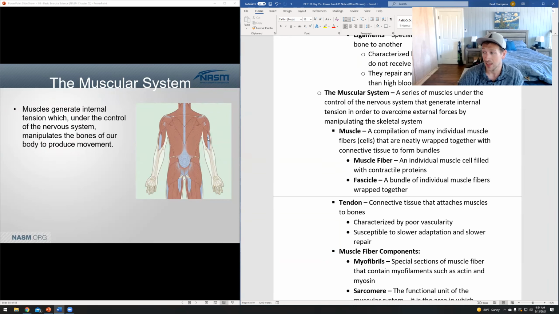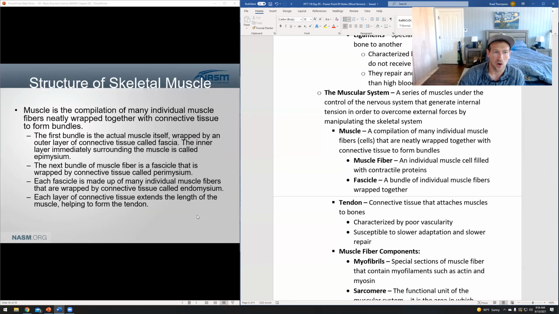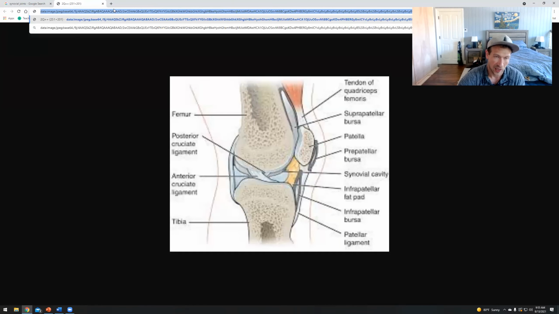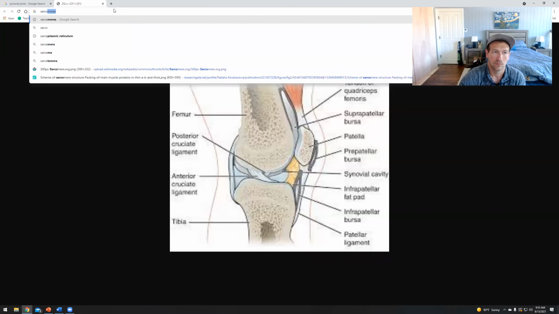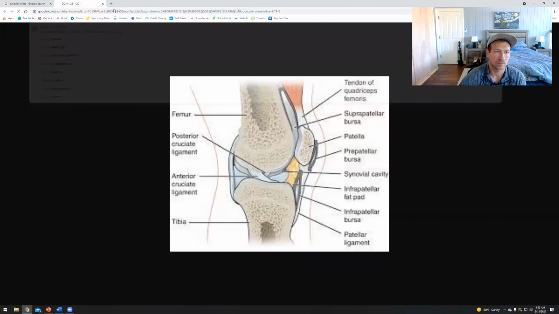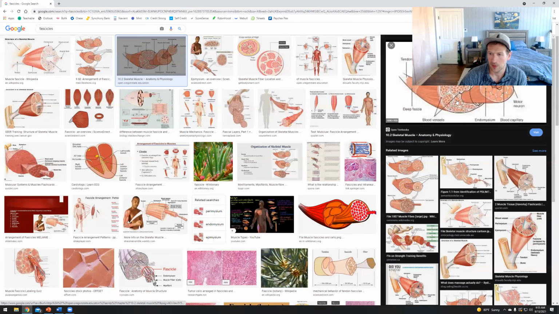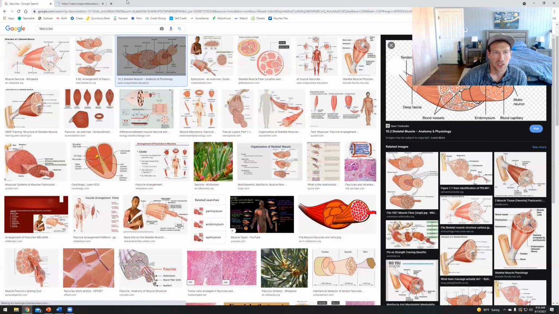And when that happens, it's going to pull on the things it's attached to, and those things are our bones. So that's going to manipulate our skeletal system. But it needs to know how to do this, so it's all under the control of our nervous system. If we are looking at the structure of skeletal muscle, when we talk about what a muscle is, if we take a look here, I always pull up the same picture, but it's such a good diagram.